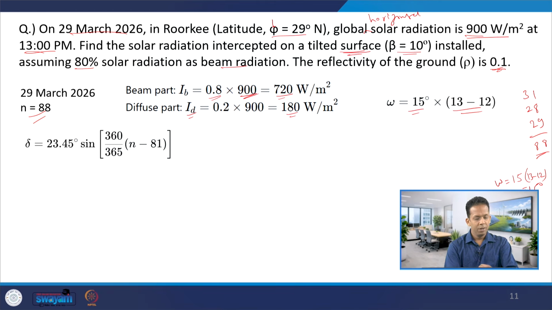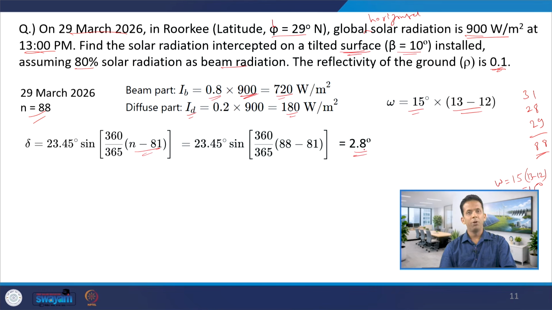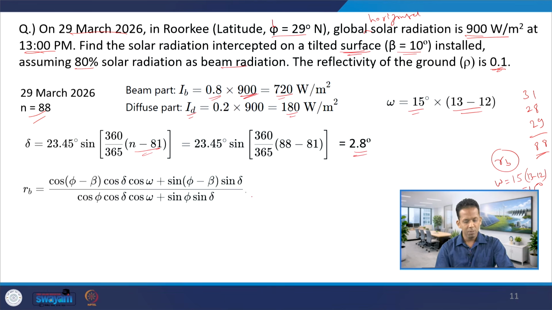Now, since the date and time are known, we can calculate the declination angle delta using the formula with n minus 81. It comes out to be 2.8 degrees. Now, all the unknowns in the formula for RB are known to us: phi, delta, omega and beta. So, we can calculate RB by substituting those values and we get 1.1. That is the tilt factor for beam radiation.